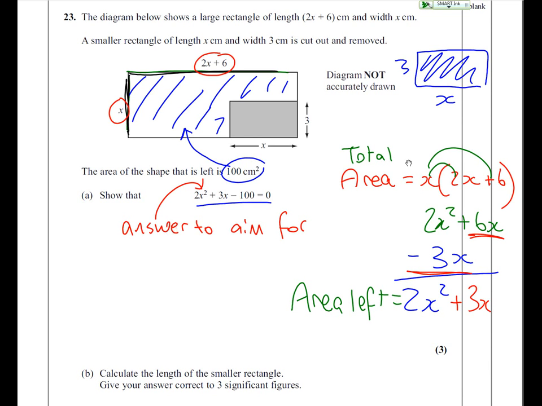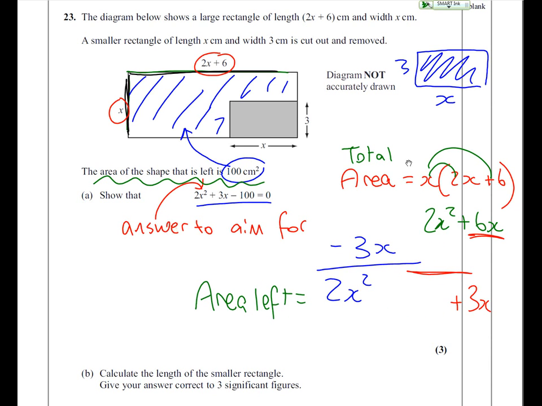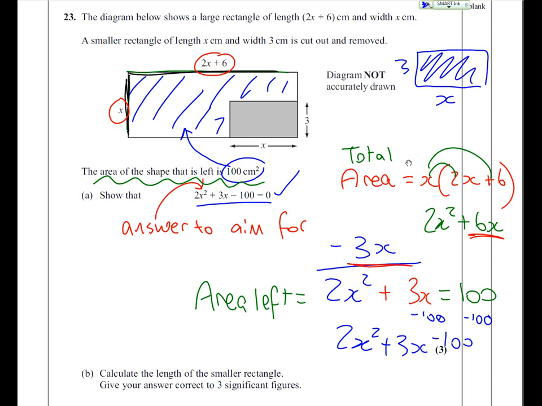Well, what do we know about the area that's left? We know it's 100. So we can put that this area that's left, just moving this across, equals 100. And it's one more step to get it to what you are aiming for. Take away 100 from both sides of the equation to get 2x squared plus 3x minus 100 equals 0.